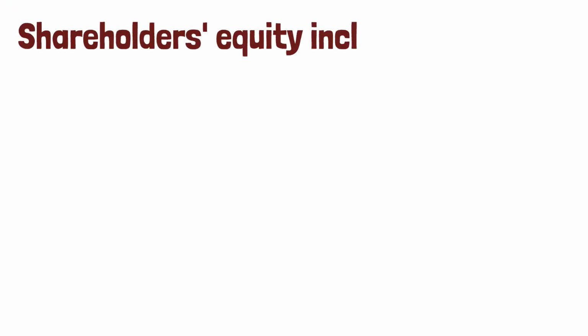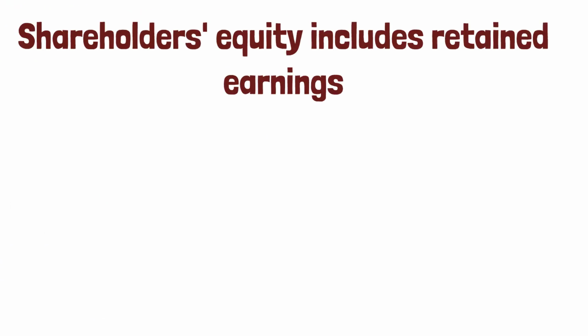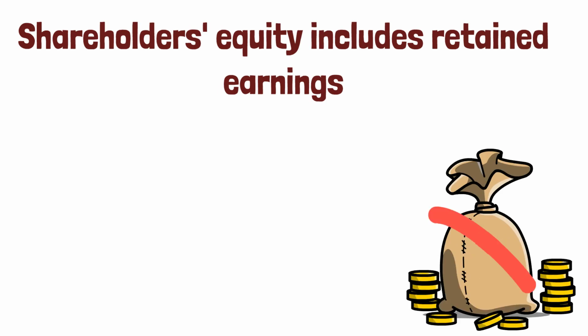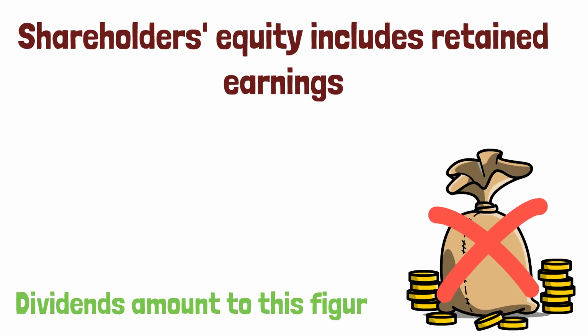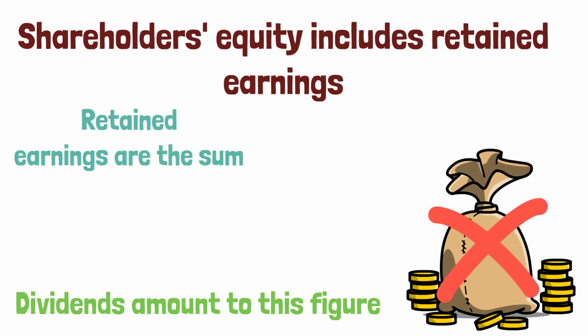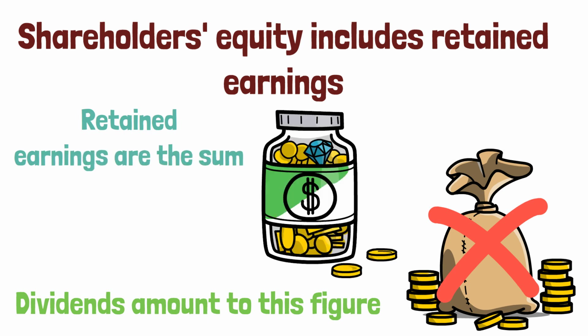Shareholders' equity includes retained earnings. Additionally, the profits that were not distributed to shareholders as dividends amount to this figure. To simplify, retained earnings are the sum of a company's profits that have been set aside for use later.